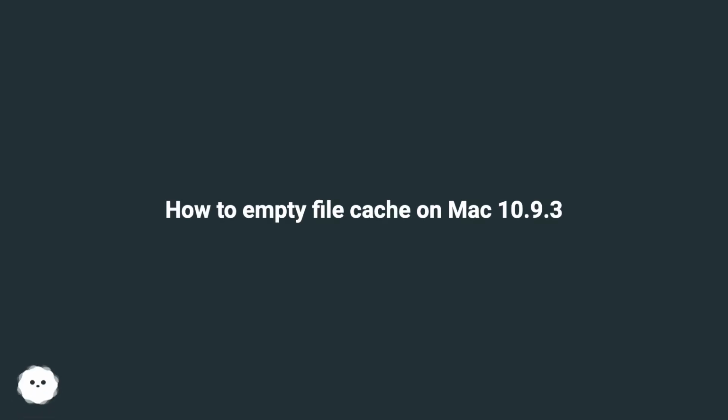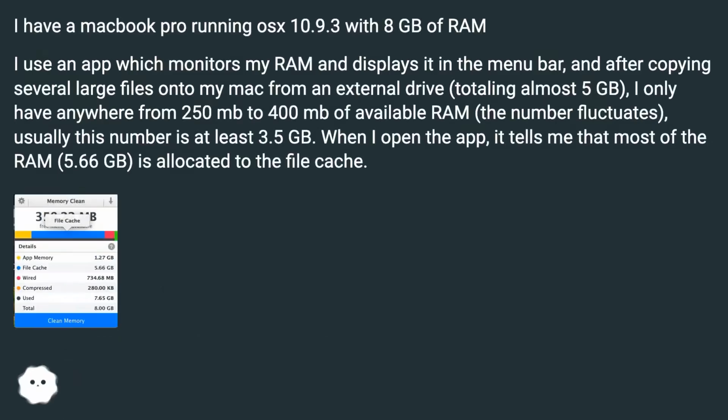How to empty file cache on Mac 10.9.3. I have a MacBook Pro running OSX 10.9.3 with 8 GB of RAM. I use an app which monitors my RAM and displays it in the menu bar, and after copying several large files onto my Mac from an external drive, totaling almost 5 GB, I only have anywhere from 250 MB to 400 MB of available RAM.